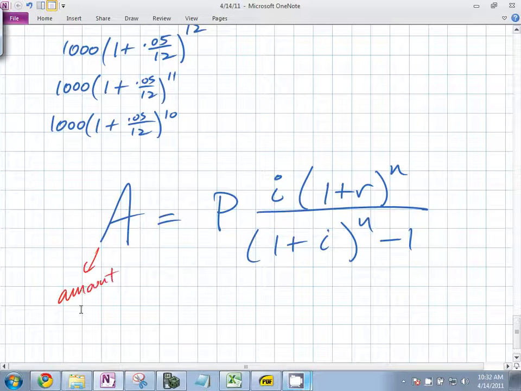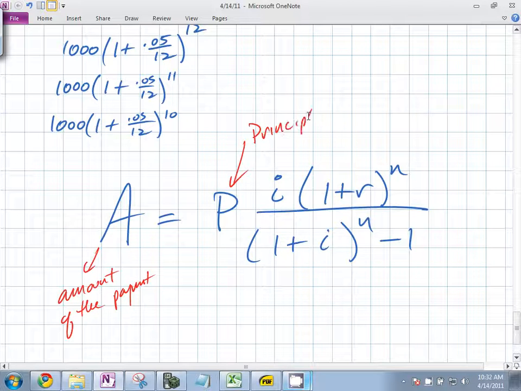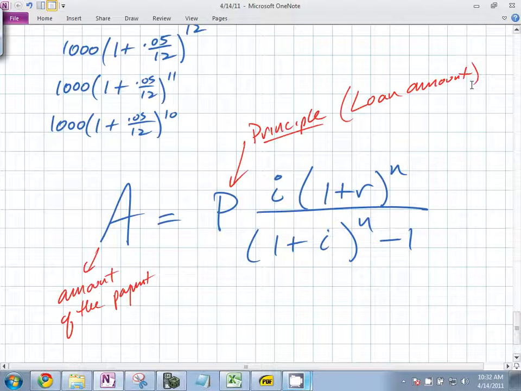The amount of the payment. P, principal. So you can think of that as the loan amount. Like, how much did you borrow? I'm putting this kind of in a real life situation for you. This can be malleable, but let's be specific. You know what N is? What's N?